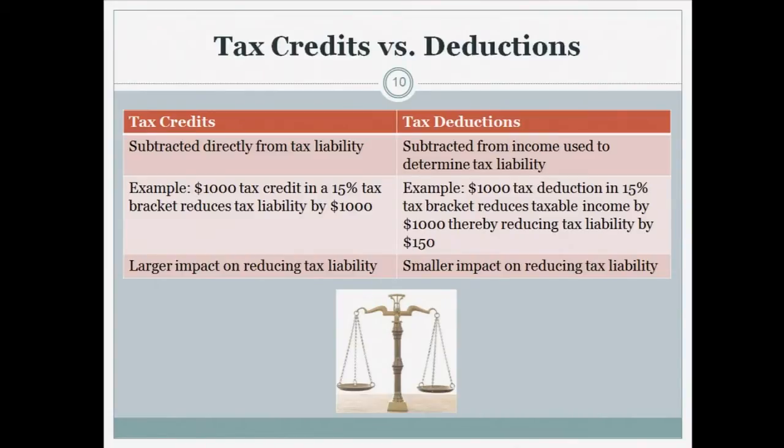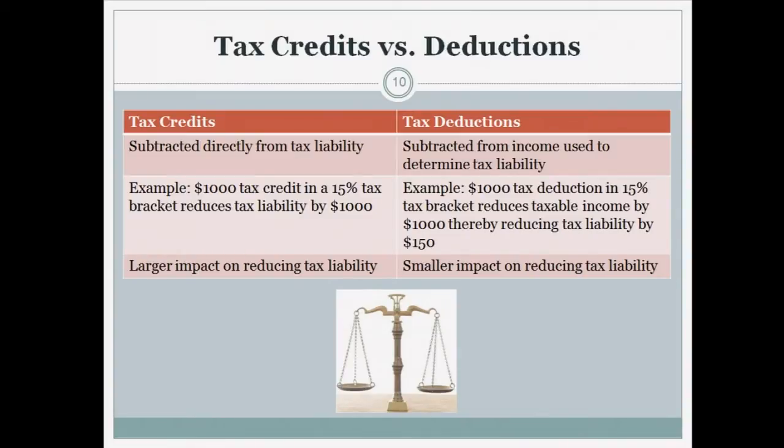And if we contrast that to a tax deduction, you basically subtract the tax deduction from your income to determine your tax liability. So if you have a $1,000 tax deduction and you're in a 15% tax bracket, this reduces your taxable income by $1,000, but it only reduces your tax liability by the $150, the 15%. So it obviously has a smaller impact on your tax liability.